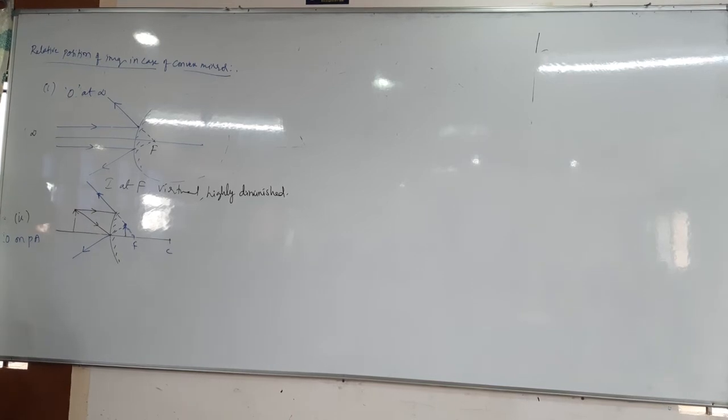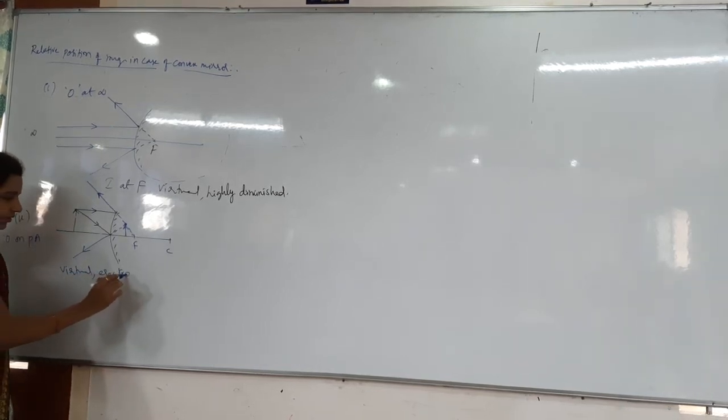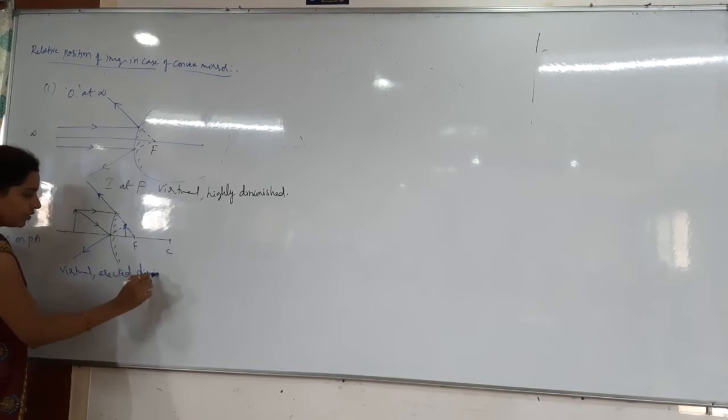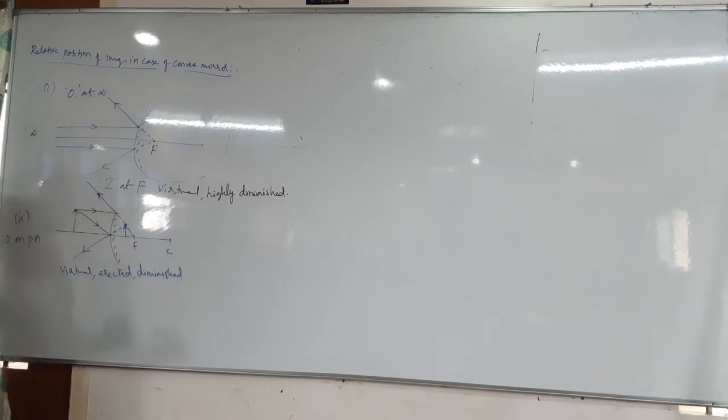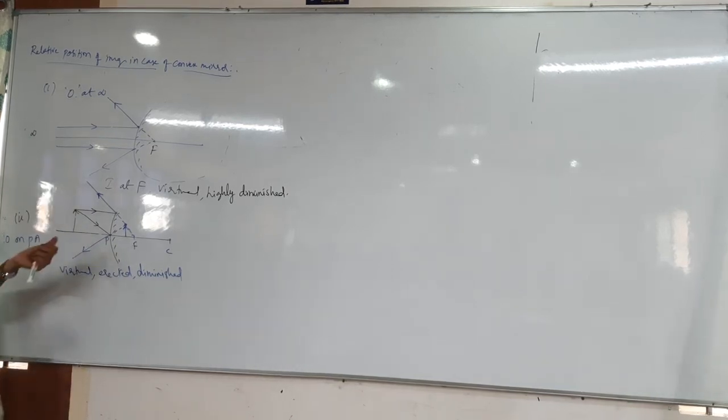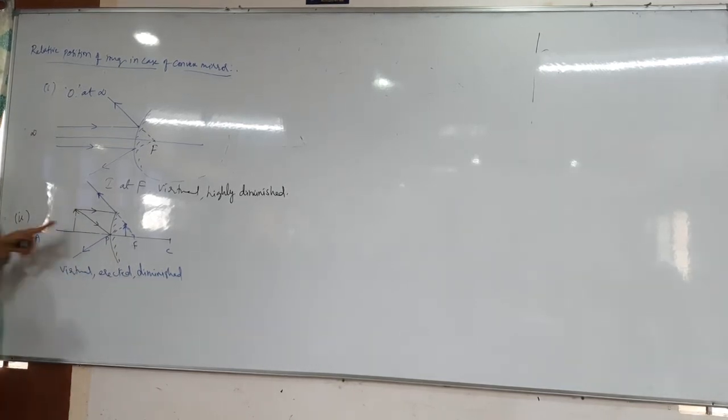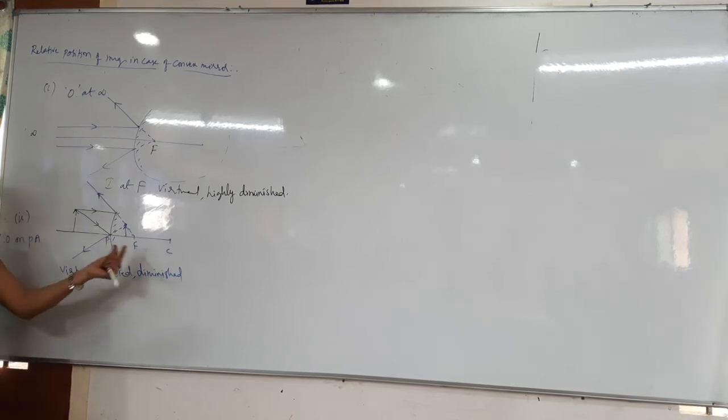Which type of image is this? Virtual image. And erected, very good. And now, what is the position of that image? In between P and F. That is fixed. This is the pole and this is the focus. So always, wherever you keep the object, even very near to the pole, the image will be formed in between P and F only.